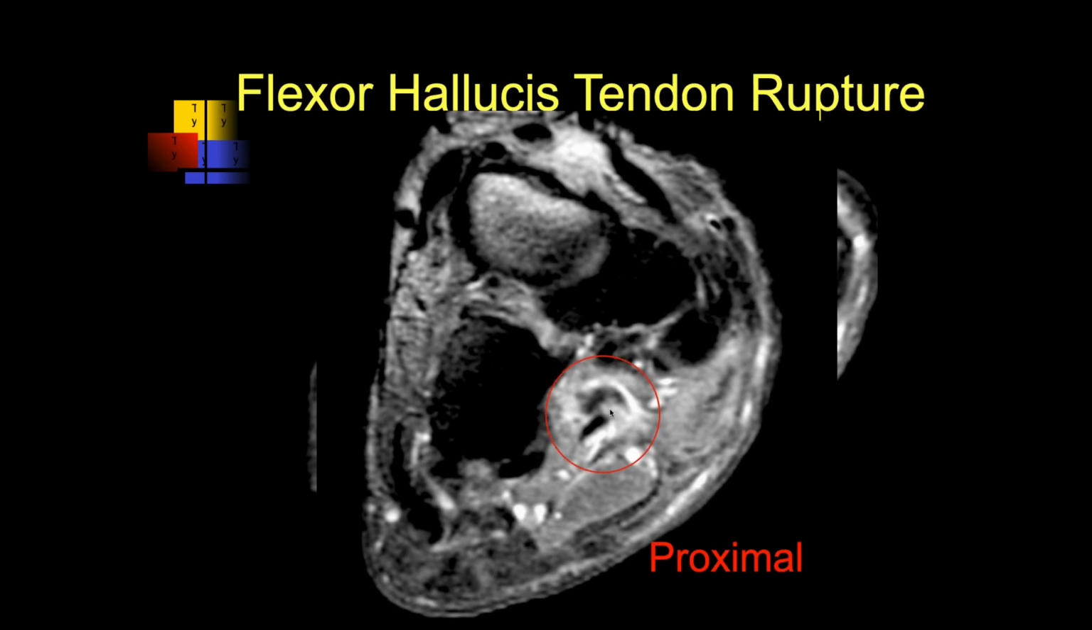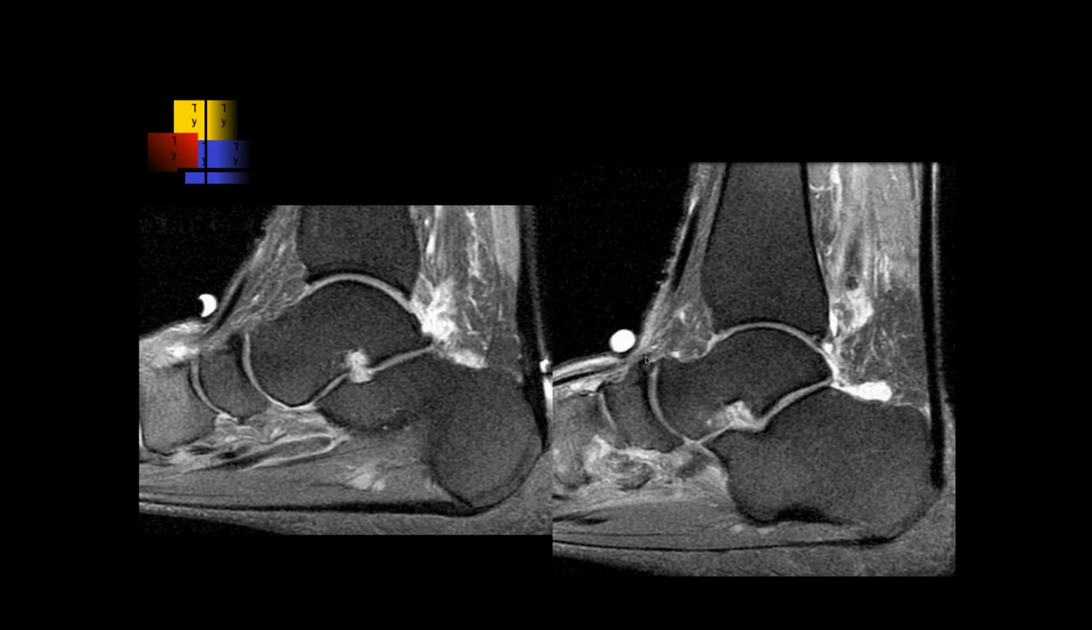Okay, so it's retracted here. Yeah, so this was a complete rupture of the flexor hallucis longus. And these typically occur right around the first metatarsophalangeal joint and then retract back. And that's what this was. And typical in ballerinas and sprinters and people like that.